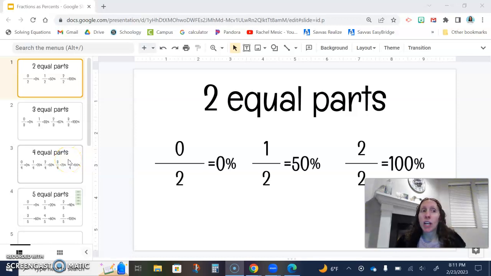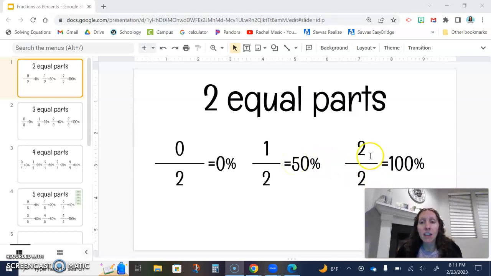Today you are going to be working on recognizing common fractions and percents. So let's just go over a few of them quickly. If we have two equal parts and we have none of those two equal parts, we have nothing, which is 0%. If we have one of those two parts, that's half or 50%. So 50% means half. And if we have both of the two equal parts, we have the whole thing, which is 100%.